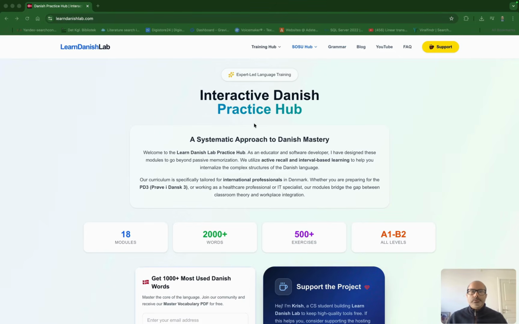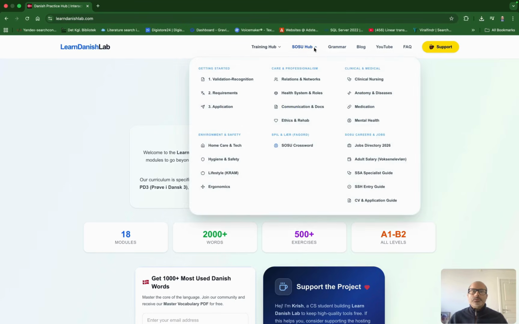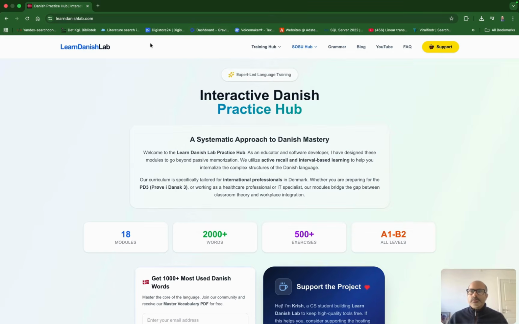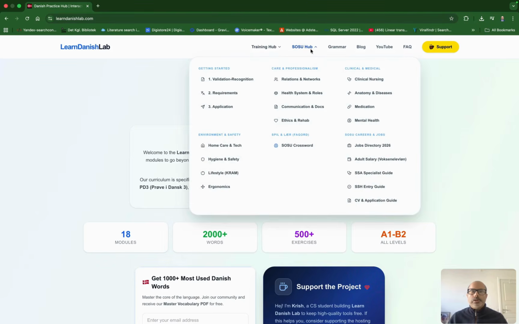Today, I am going to show you one interesting tool which helps to learn Danish in a good way. Those who are learning to be a social assistant or social helper, there is one tool called SOSU Crossword. If you log into learndanishlab.com, then you can navigate to SOSU Hub, where you can find many options.